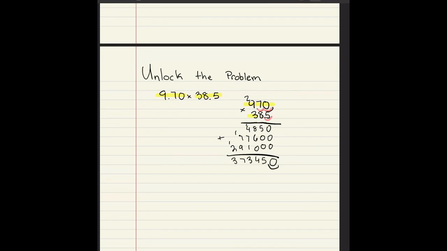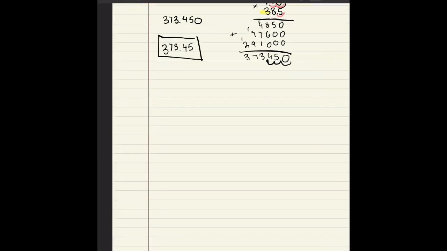Don't just mindlessly do the work. So after I move it back 1, 2, 3 times, multiplying those makes more sense because you have to get a bigger number, right? And I get 373.450. Question is, do I need the 0? No, I don't. I can just say 373.45. All right.